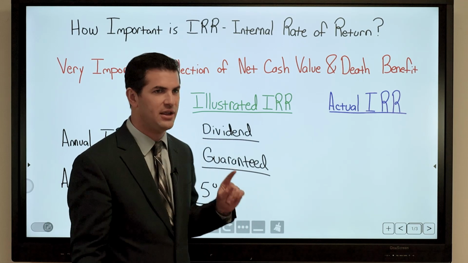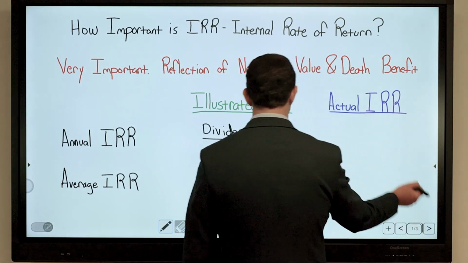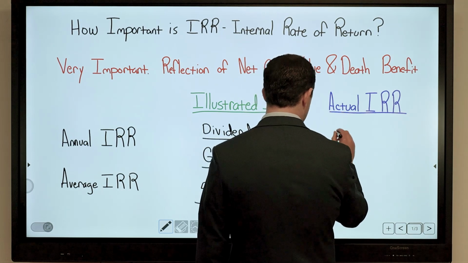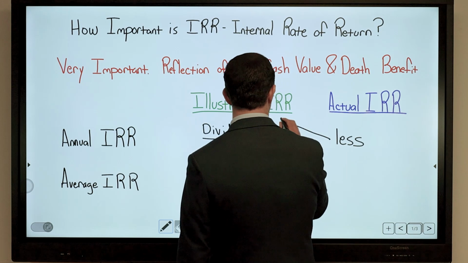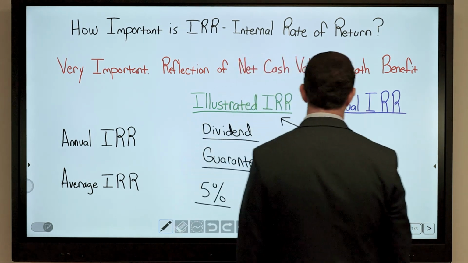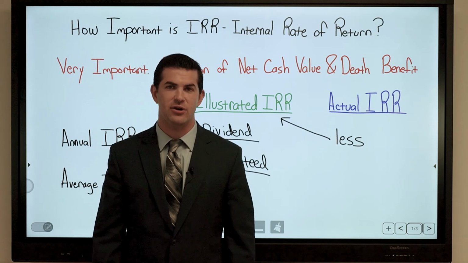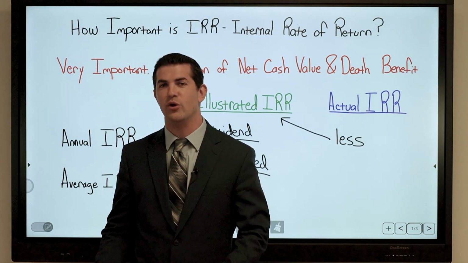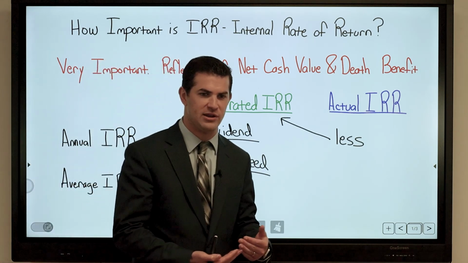I'll tell you this, in the insurance industry, in 98% of cases, the actual IRR is less than the illustrated. If you're looking at the non-guaranteed values. If you look at the guarantees, it's guaranteed, so you don't have to worry about that in that respect. Typically, you'll see most companies perform a little bit stronger than the guarantees.